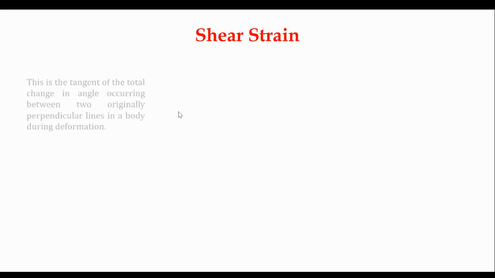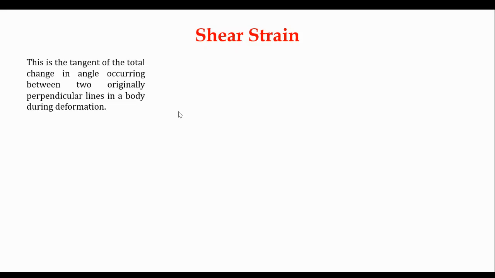Now we are into the next topic, which is what we call the shear strain. Basically, this is the strain that is caused by the shear load or the shear stress. So what is shear strain? Shear strain is the tangent of the total change in angle occurring between two originally perpendicular lines in a body during deformation.